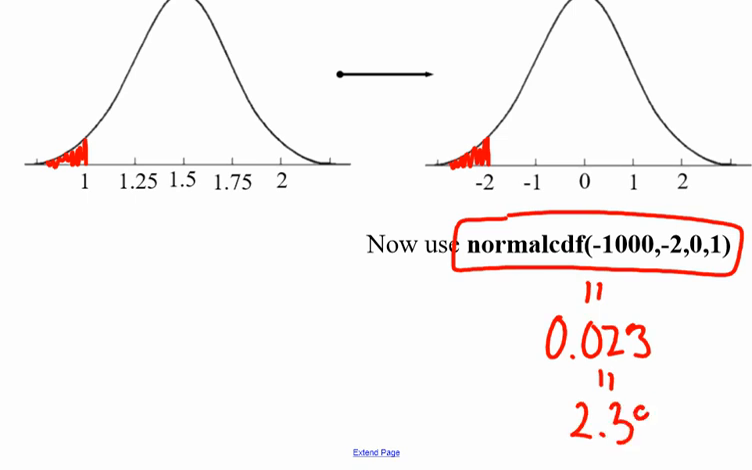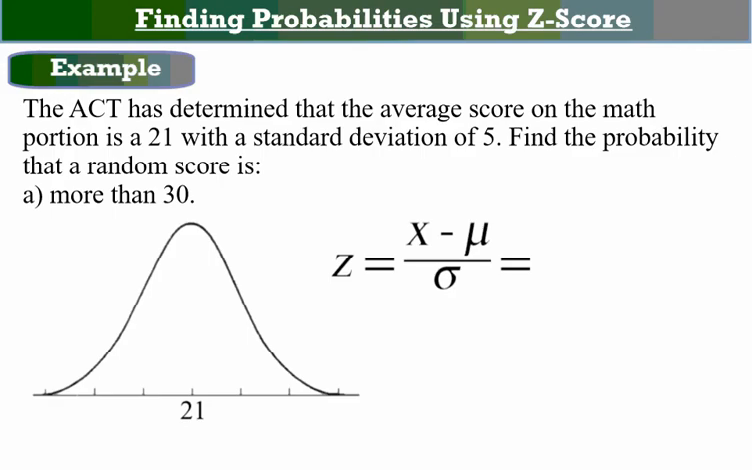About a 2.3% chance that someone is going to trade in their phone before a year. And companies like Verizon and Apple and AT&T and T-Mobile are going to care about that.